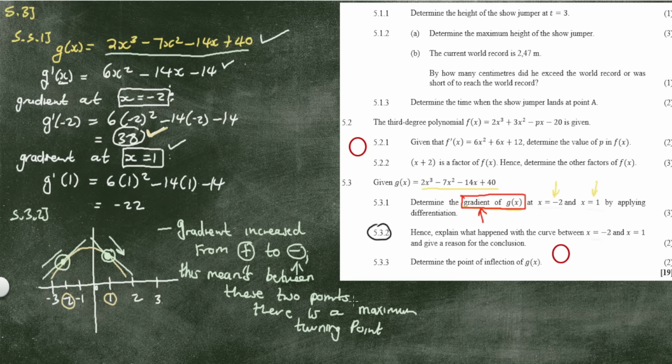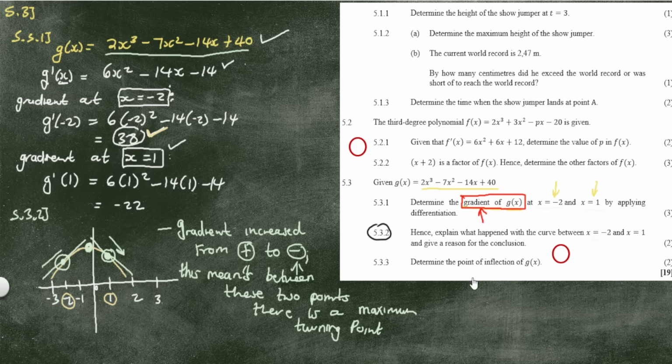I think this is good enough. So the gradient was sloping upwards past this turning point, and then it started sloping downwards. So there was a maximum point between these two points.